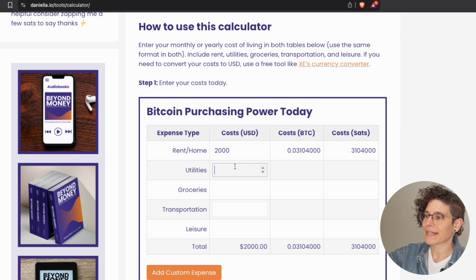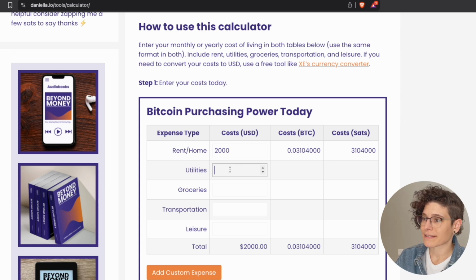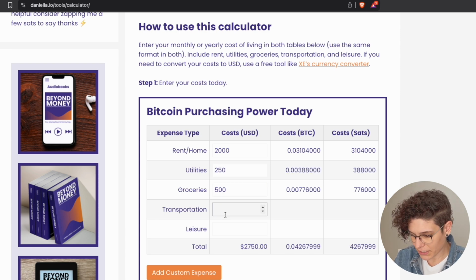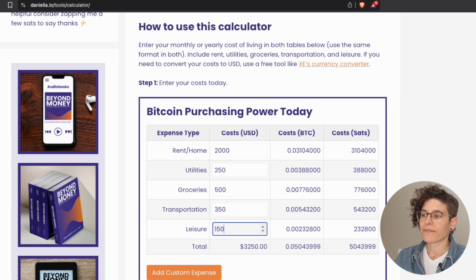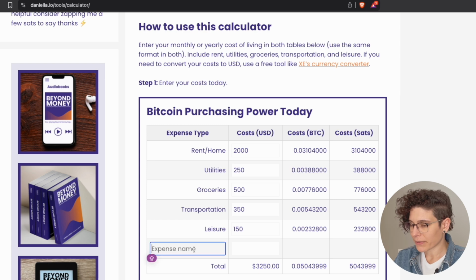And as you see, once I enter a number, it gives us the cost in Bitcoin terms at today's price. So everything is super up to date. Utilities $250, groceries $500, transportation $350, and leisure $150. Now, if there's a line that's missing, no worries. You can just click on add custom expense and enter whatever you want here. So let's say phone, for example. We'll put 100. And there we go.